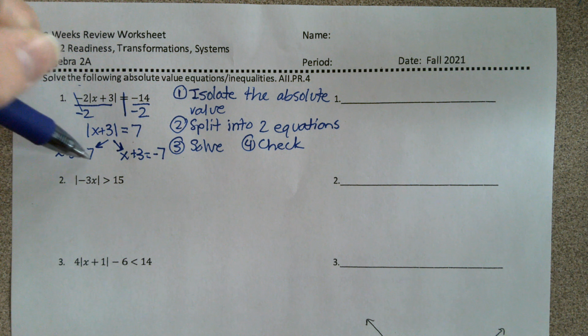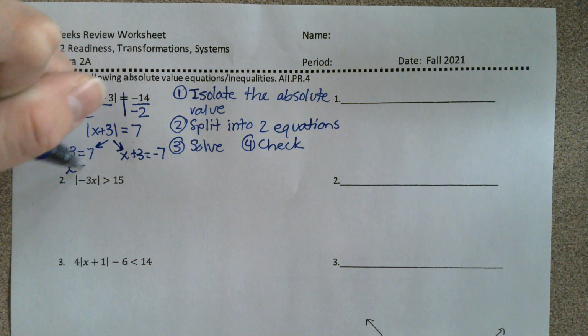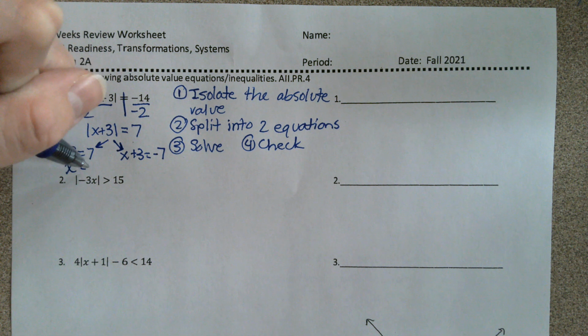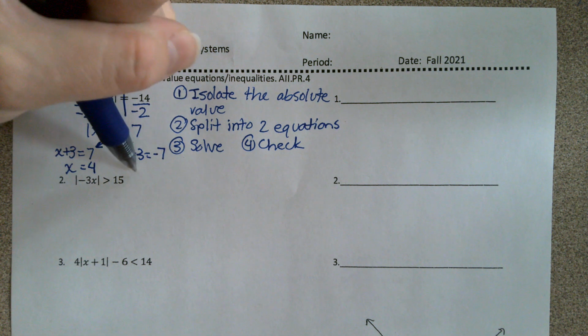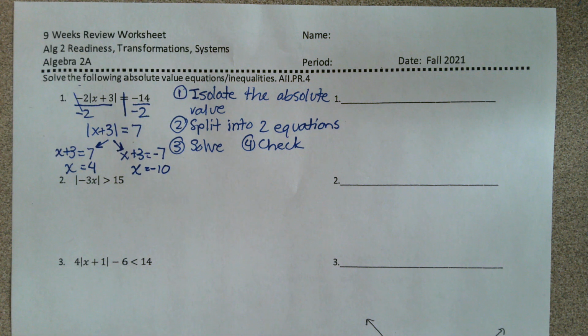To solve, we just subtract 3 on both sides. I don't have the room to write that step, so hopefully you can follow what I'm doing. 7 minus 3 is 4. And then -7 minus 3 is -10.